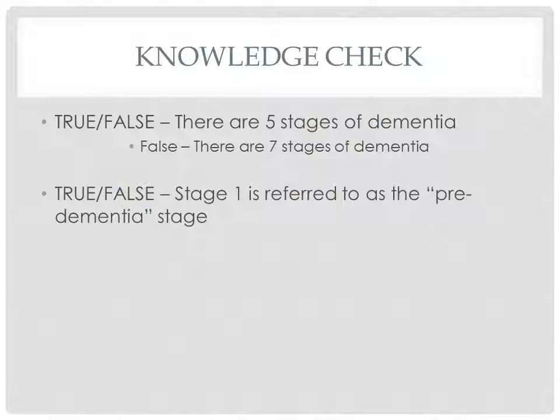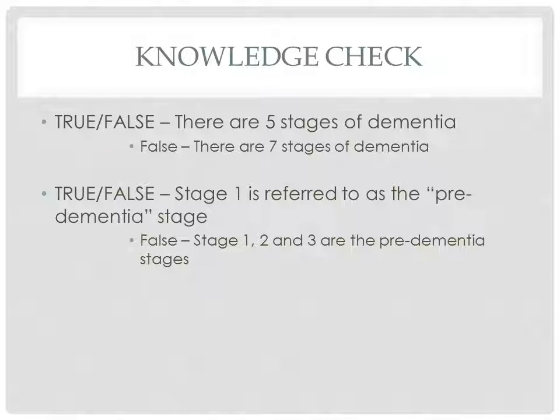Another true or false. Stage 1 is referred to as the pre-dementia stage. You remember learning about pre-dementia. Stage 1 is referred to as the pre-dementia stage. True or false? If you said false, you are correct. Stages 1, 2, and 3 are all considered the pre-dementia stage. So remember, if you're forgetting where you parked, pre-dementia stage.